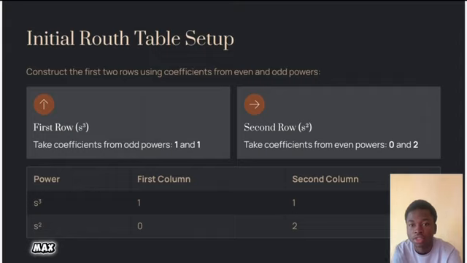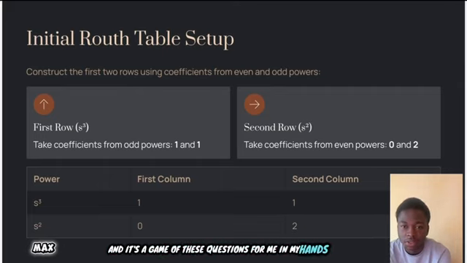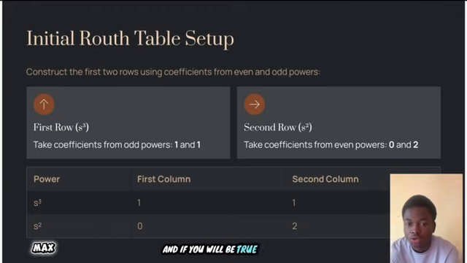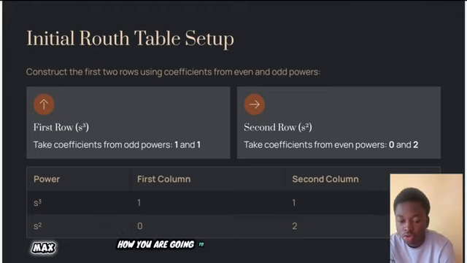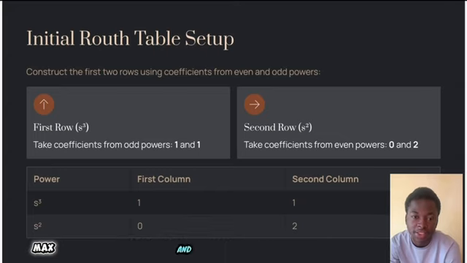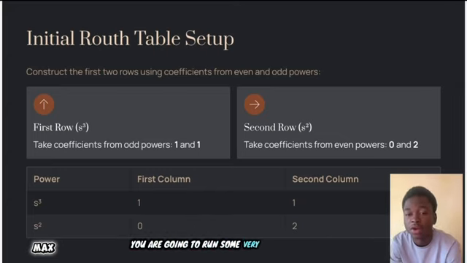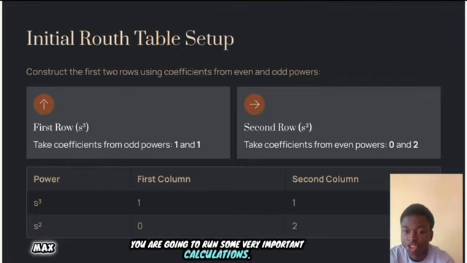Now that we have the coefficients, let's find the first roots of the table. The first row takes the coefficients from the even powers, and the second row takes the coefficients from the odd powers. Then we will see how you are going to compute the values. After this, we are going to run some very important calculations.